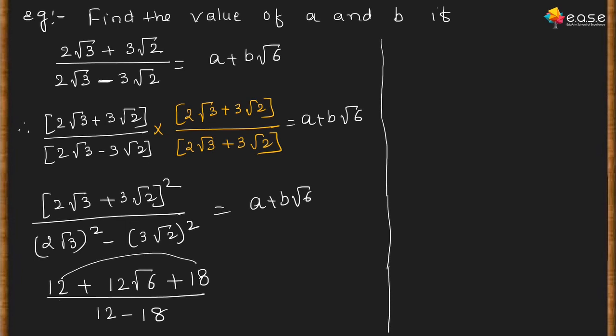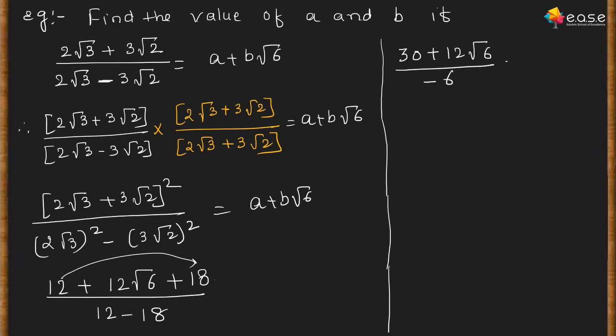We can add this to... Do not add this and this, okay? Don't do that. That's not correct at all in any form. Okay, all right. So we have 12 plus 18, that will give us 30. 30 plus 12 root 6 divided by what will give you 12 minus 18. What is 12 minus 18? 12 minus 18 will give you minus 6.